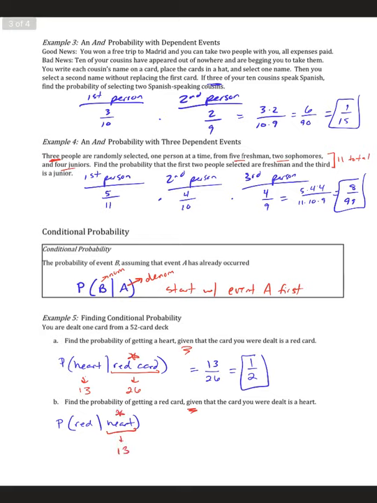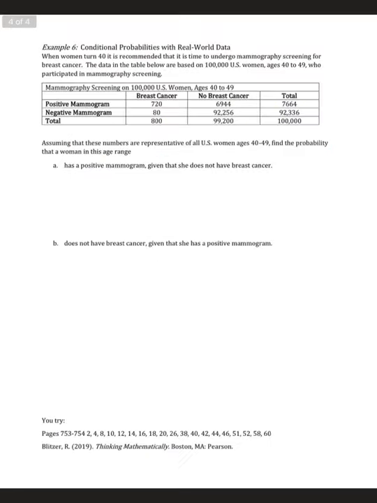Again, always start with event A first. There are 13 hearts, and we want to say, okay, of those 13 hearts, how many of them are red? You think, wait a minute, all my hearts are red, so that would be 13 out of 13, which is 1, which means we have a 100% probability of getting a red card if we were dealt a heart. What you want to look for with these problems is this word given. Anytime you see that word given within your probability problem, that's when you know you need to set it up in this aspect.